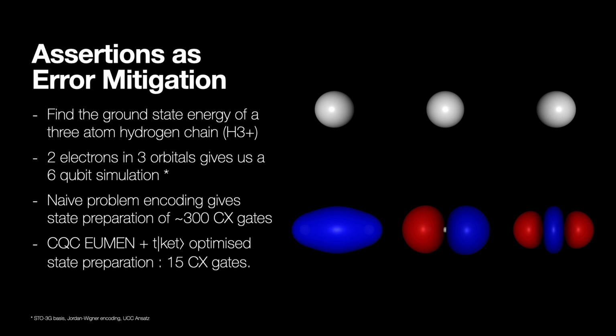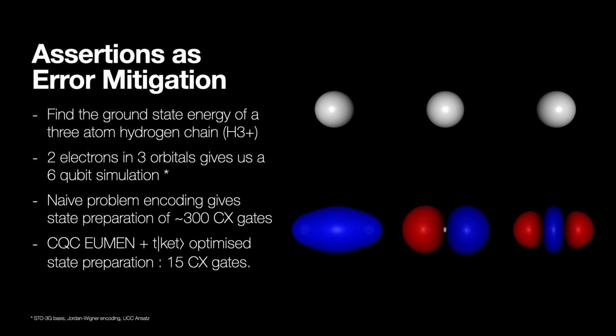At the current state of technology, device errors are more of a problem than programmer errors. Fortunately, we can use assertions to help with device errors as well. To illustrate this, I'm going to describe a computational chemistry experiment we did recently. So we're going to try to find the ground state energy of this chain of hydrogen atoms. This is H3+, so 3 atoms but only 2 electrons, that's why it's plus. That can be encoded into a quantum simulation using 6 qubits.